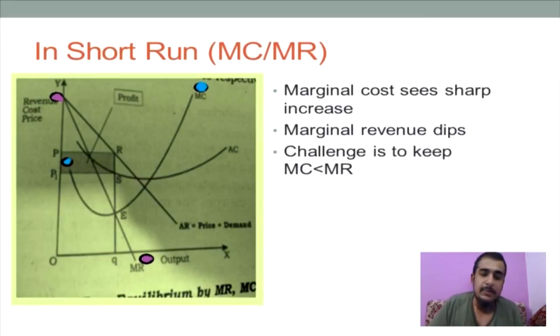So the point of equilibrium for a company is to make sure that marginal cost is as less as possible compared to marginal revenue. So this is in fact the two different approaches for short-run equilibrium of monopoly.